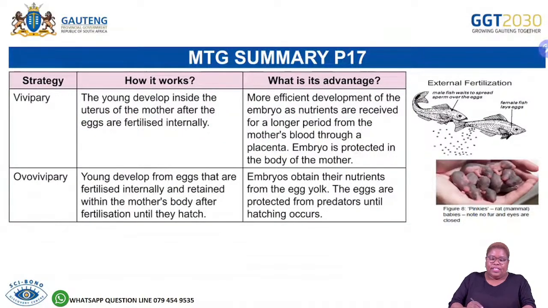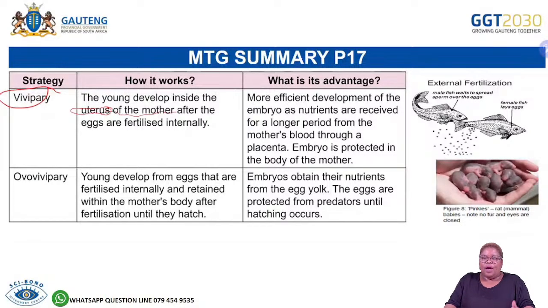Okay, another strategy, we've got vivipary, right? Like Samantha has explained how you can remember those terms. So vivipary, how does it work? The young develop inside the uterus. Remember, we've spoken about internal fertilization taking place inside the female's body. So how does that happen? We're saying the young one develops inside the uterus of the mother after eggs are fertilized internally.